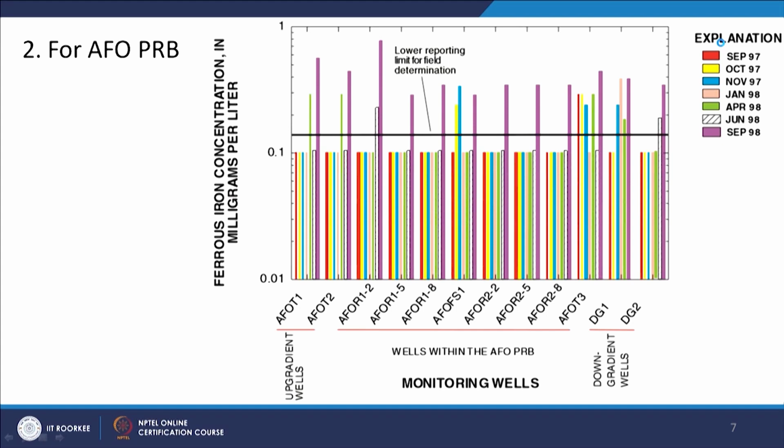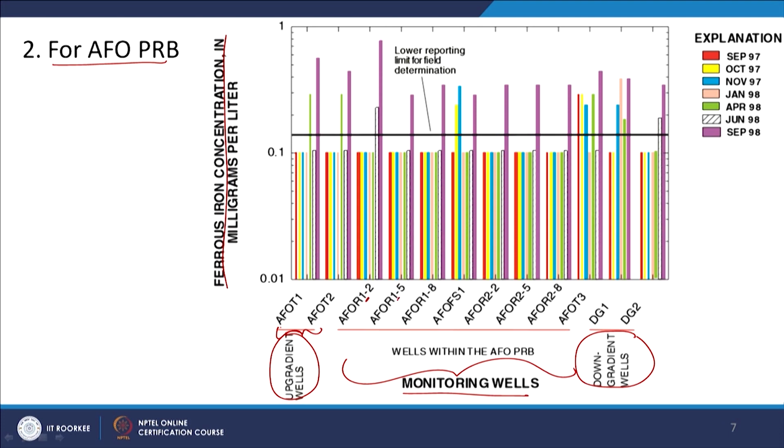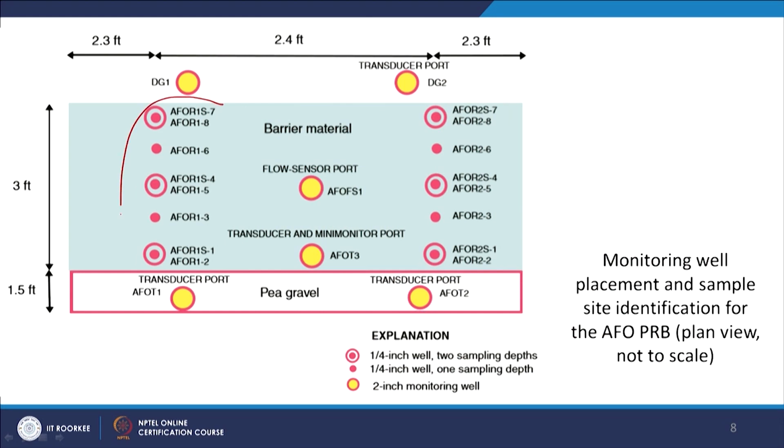And moving on, for the amorphous ferric oxyhydroxide, here we have ferrous iron concentration on the y-axis, and on the x-axis we have the monitoring wells. And again, I believe these are the ones up gradient or upstream of the PRB, downstream of the PRB, and within the PRB. I think one pertains to the set of columns on the left hand side. I have the data here for this particular set of monitoring wells. Again, what is this though? This is the top view of that particular PRB. And what kind of PRB are we talking about here? This is the amorphous ferric hydroxide.